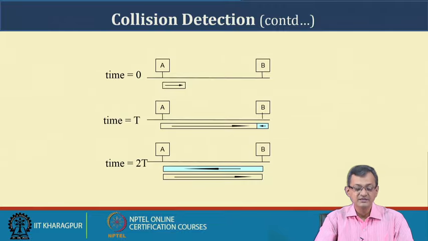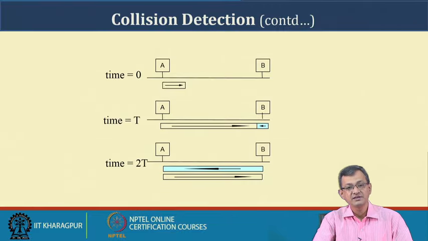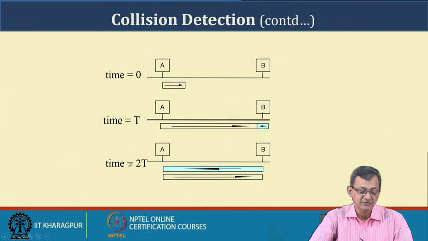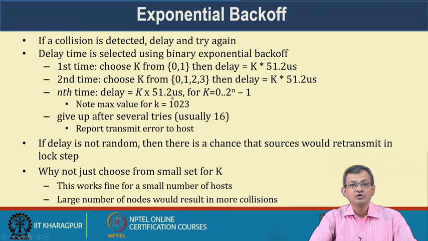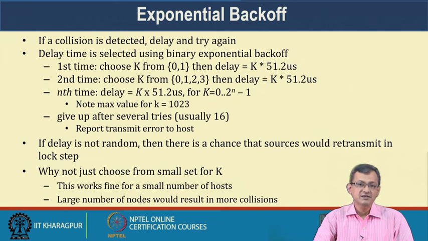So, there is the same picture, there is a collision, and after 2t time A gets the information of the collision and then it goes on retransmission. So, if a collision is detected, delay and try again, that is the philosophy. It is not that you immediately retransmit; delay, sense, try again, in the sense that you again sense the channel and then pump the frame.